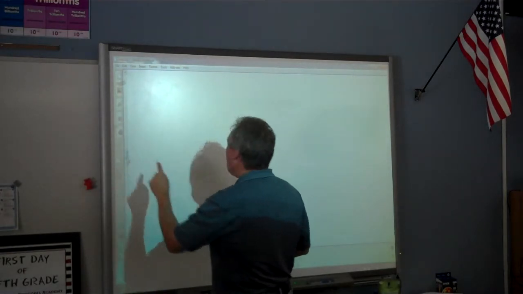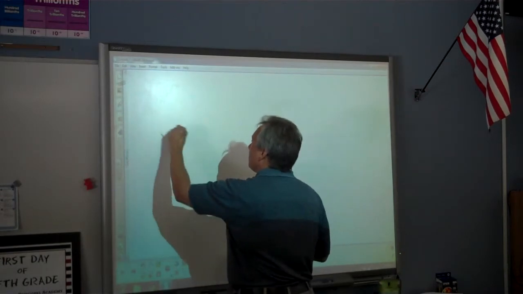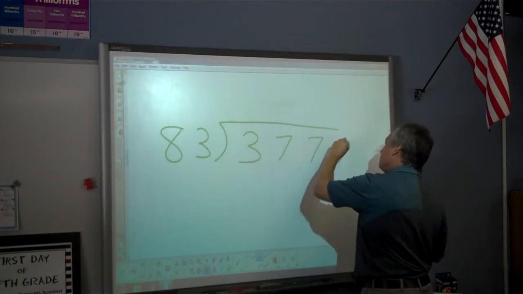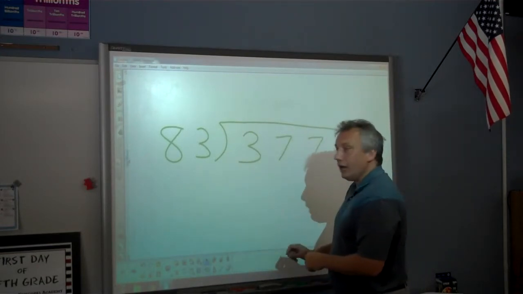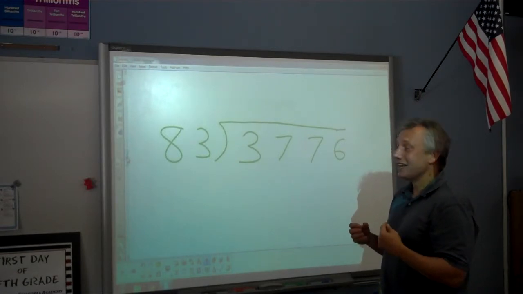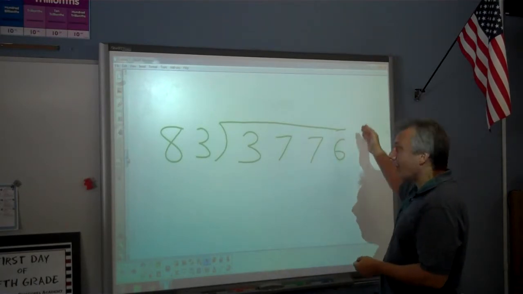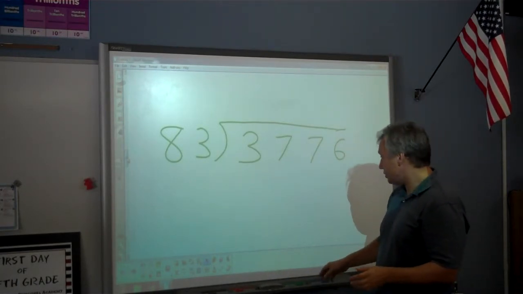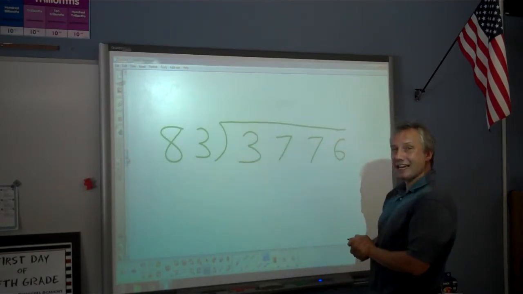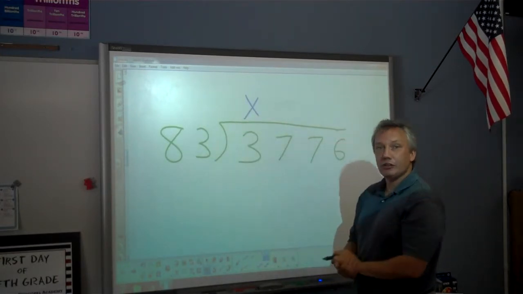Now, where this tends to come in handy is when you have bigger numbers. So if we were to do how many times does 83 go into 3,776? You don't know 83 tables, so it's hard to do them in your head. You could write out 83 tables if you want on the side. But if you don't feel like doing that, you have to first ask yourself, does 83 go into 3? It does not.